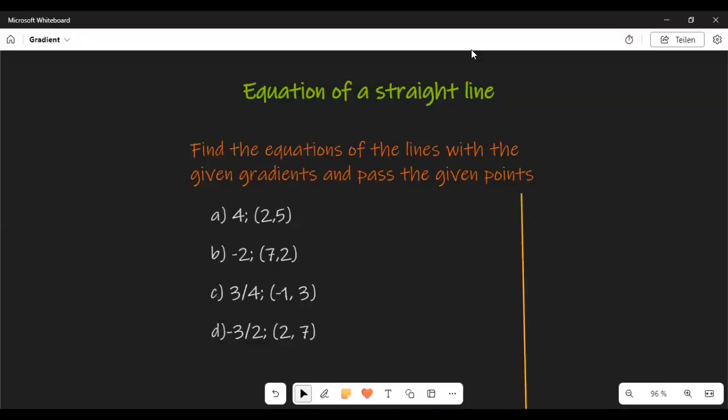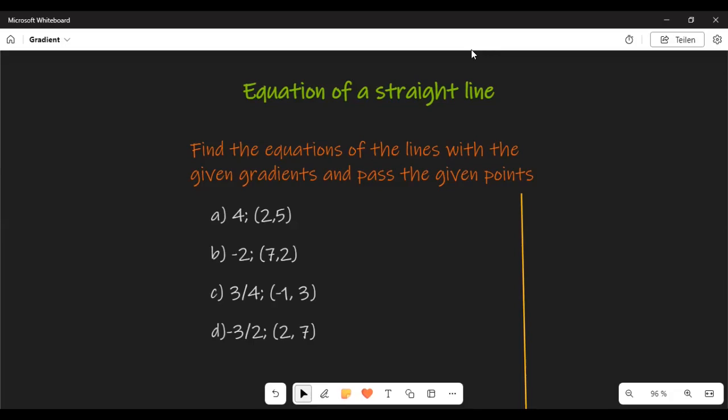Hello. In this video, we're going to look at how to develop the equation of a straight line using gradient. Like when you're given a gradient and a coordinate, and then they ask you, can you develop or determine the equation of a straight line, or the equation of the line?